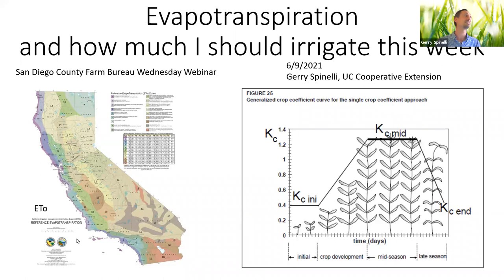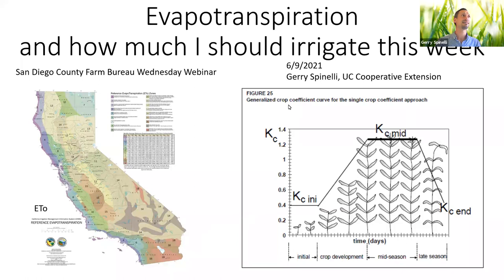Depending where you are. So again, reference evapotranspiration is something like the weather, like the climate, that depends on your location and has no plant information inside it. It's purely weather, and so it's purely influenced by the location.